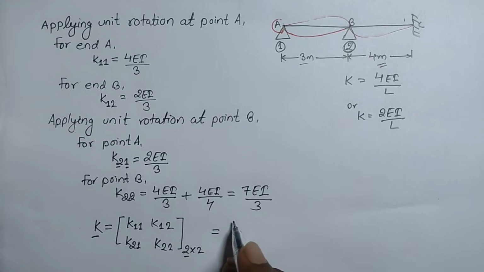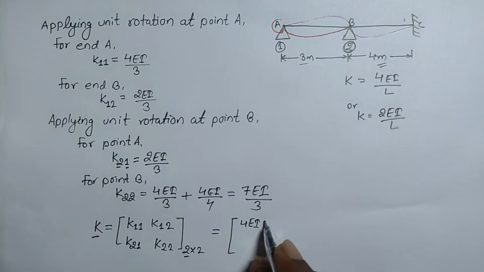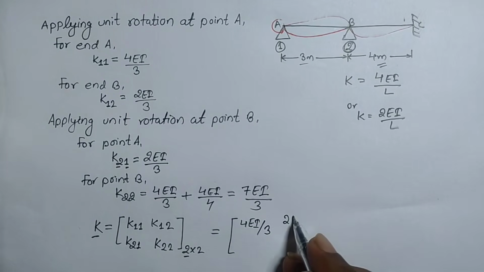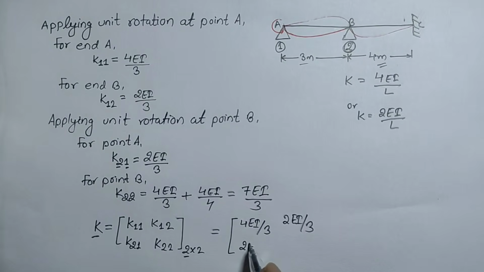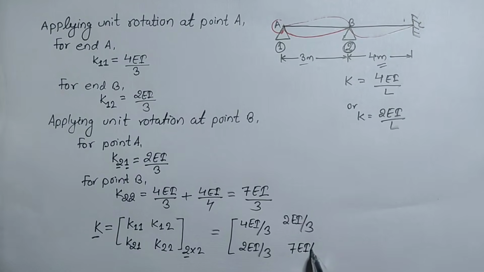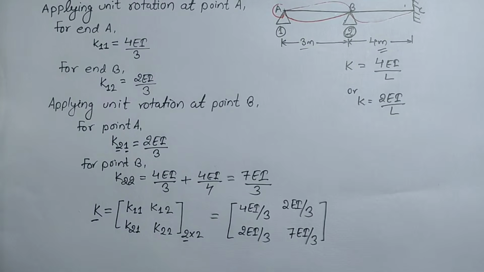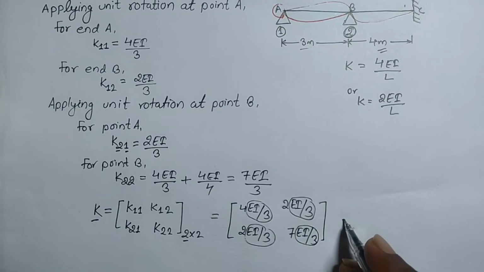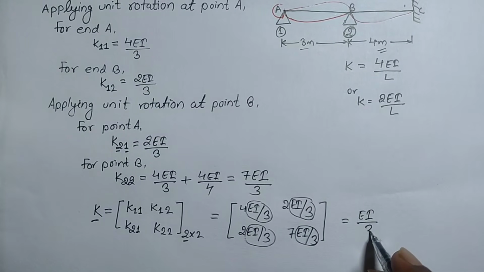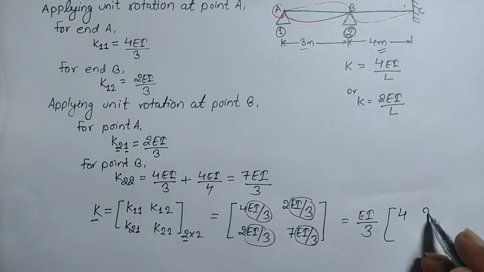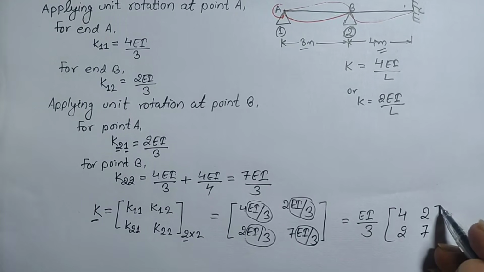So now guys, let us put down the elements: K11 is 4EI by 3, and K12 equals 2EI by 3. Similarly, K21 equals 2EI by 3, and K22 equals 7EI by 3. Now guys, let us take EI by 3 common from all the elements. Then we'll have EI by 3 times the matrix 4, 2, 2, 7.